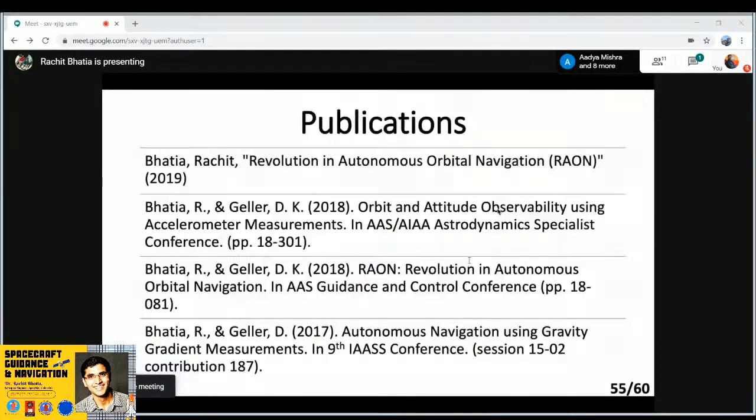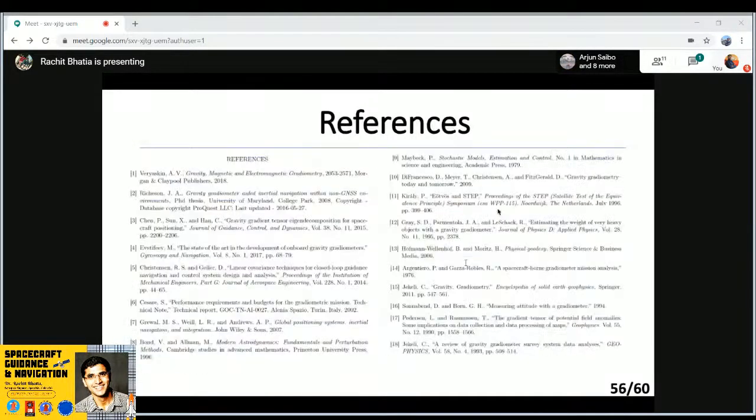And these are the publications that I've worked on for the similar. I've published for this concept, and these are my references.